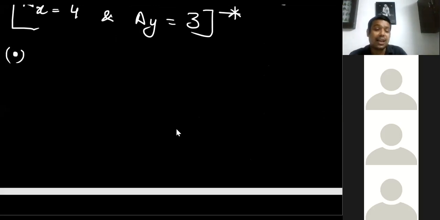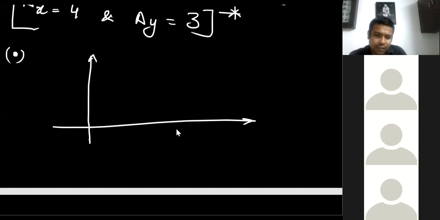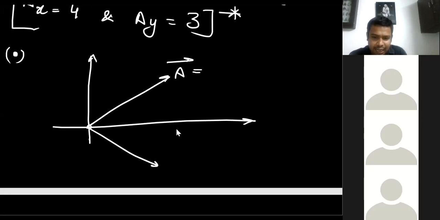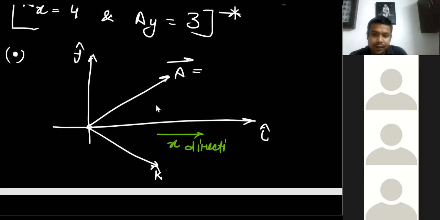Suppose, let us see another thing. Suppose the vector A is... this is the I cap, this is the J cap, and this is the K cap. I cap is represented along X direction. I cap indicates along X direction. J cap indicates along Y direction, and K cap indicates along Z direction.